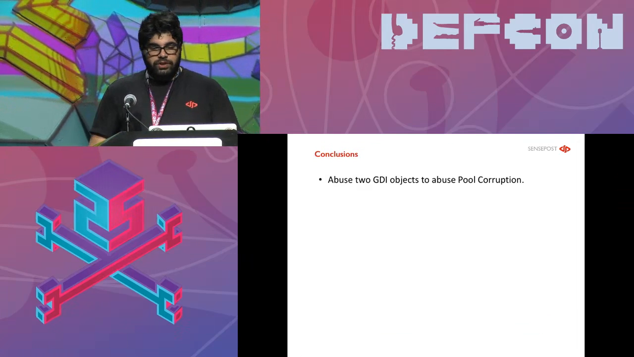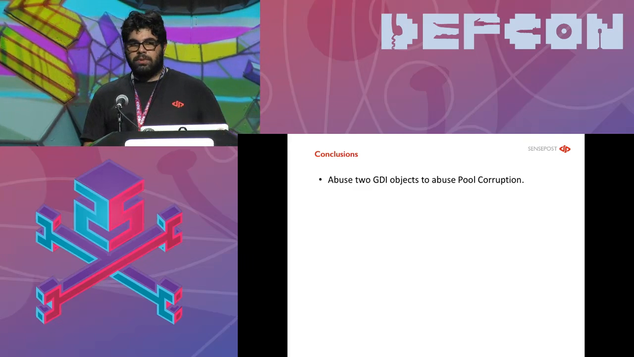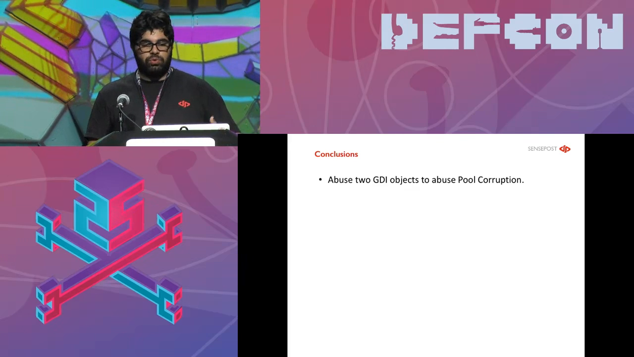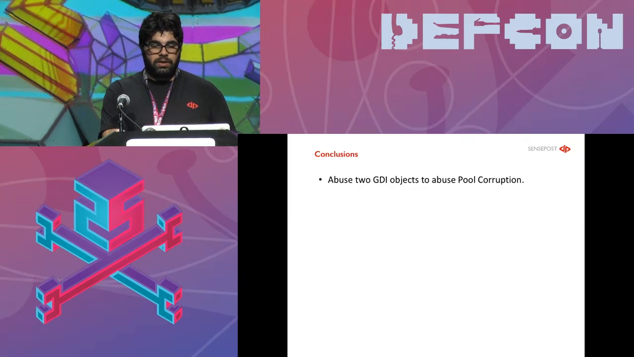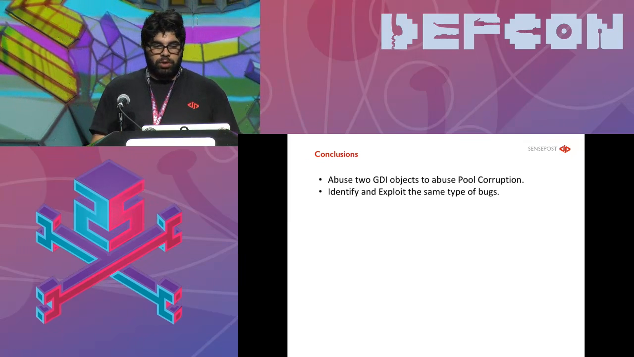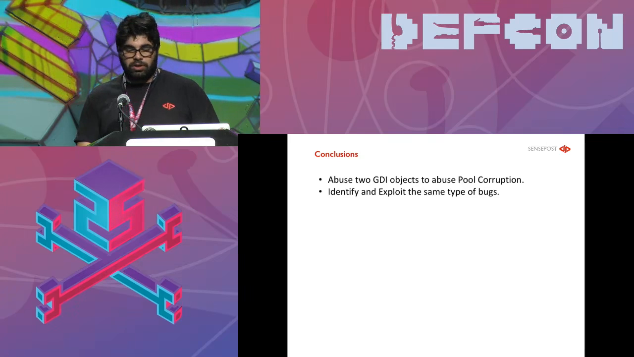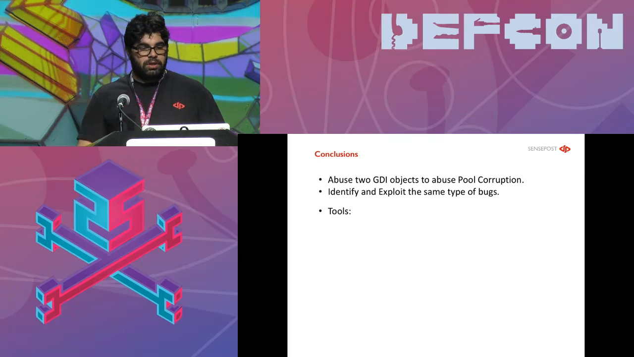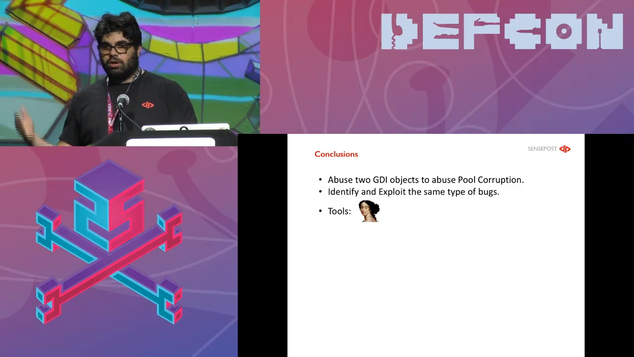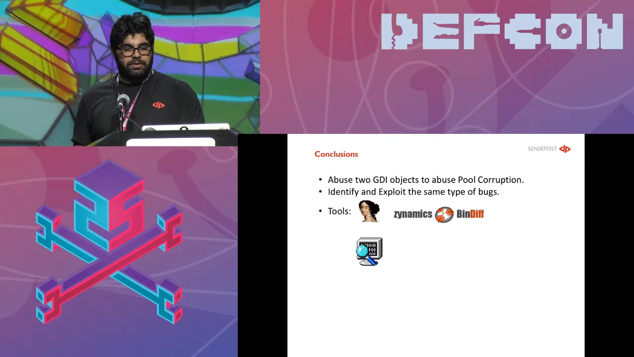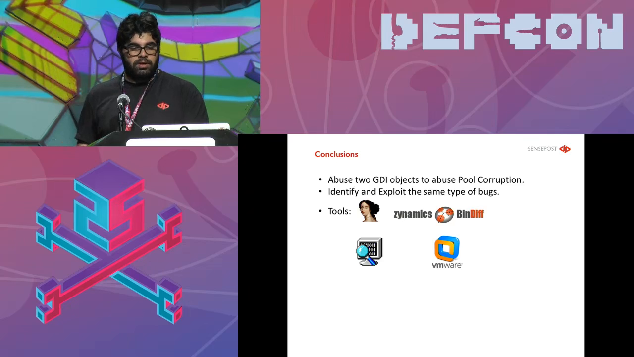So the conclusions of this talk, that we have not only one, but a new undisclosed technique to GDI objects that we can abuse to gain arbitrary kernel memory read and write, and abuse kernel pool corruptions. We can identify, hopefully, and exploit the same type of vulnerabilities in kernel and in any other objects. And the tools used in this talk were IDA, BinDiff, WinDbg, and VMware.